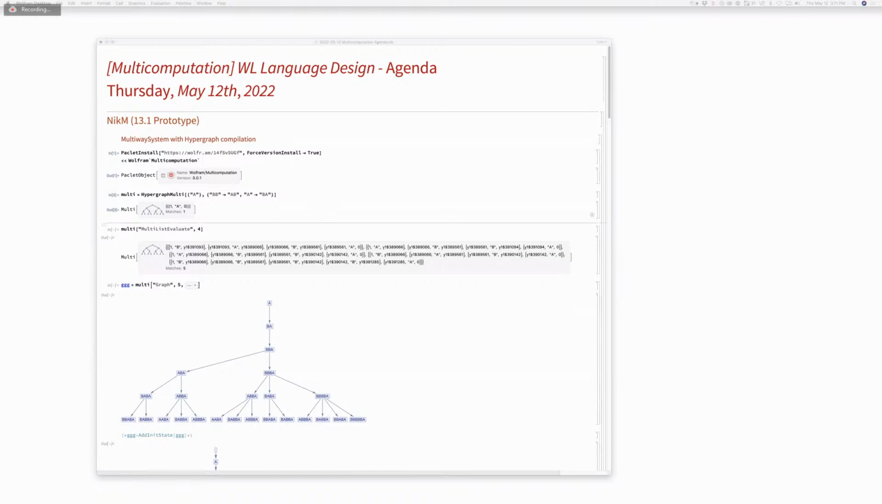Okay, for people joining this live stream, we are talking about multi-computation and Wolfram language. And Nick has some new things he's done, which he was going to show off.